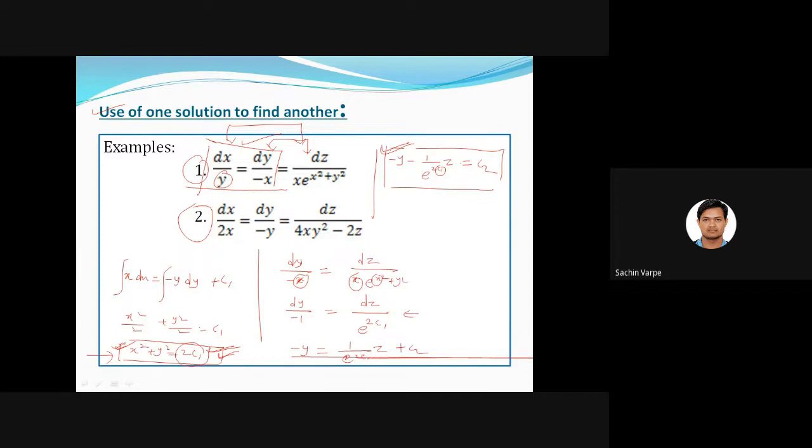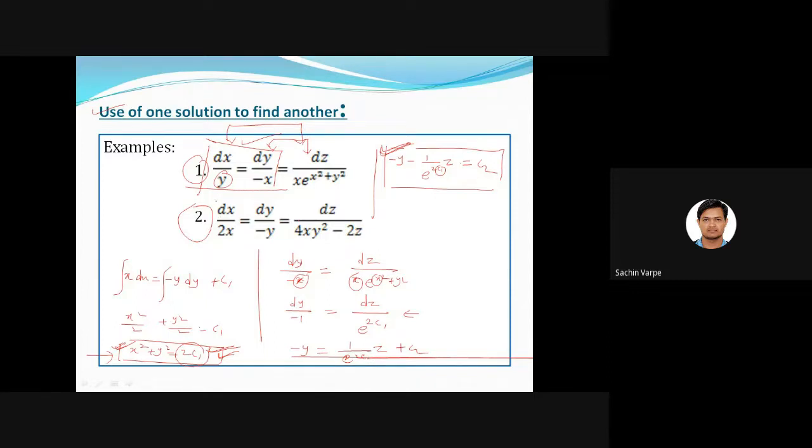And this is not the only solution. Remember, the second and first are not the only solutions. There can be infinitely many possibilities to find solutions by any suitable mathematical operations. You can go to the variable separable form, and you can get solutions which are linearly independent. You can try the second one also.